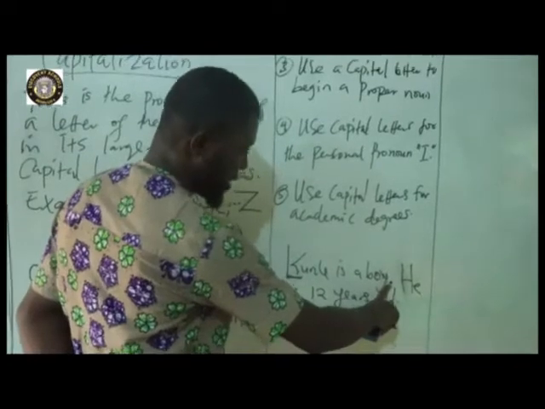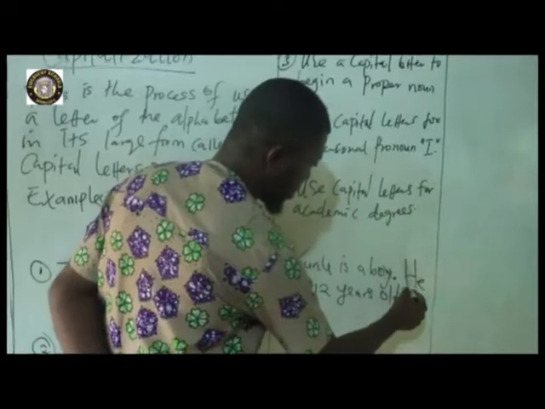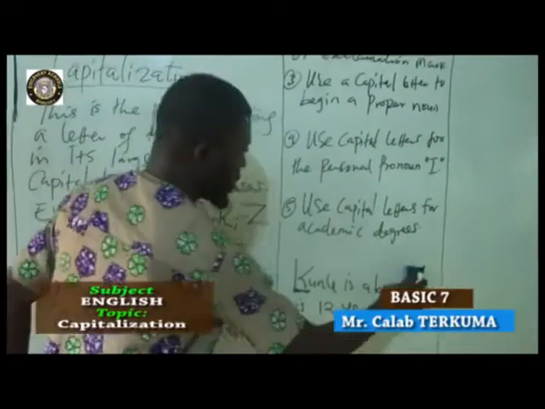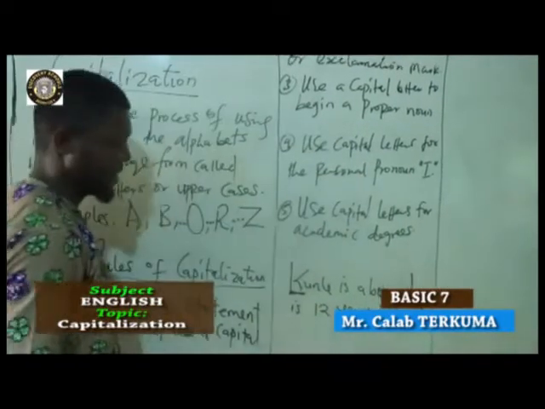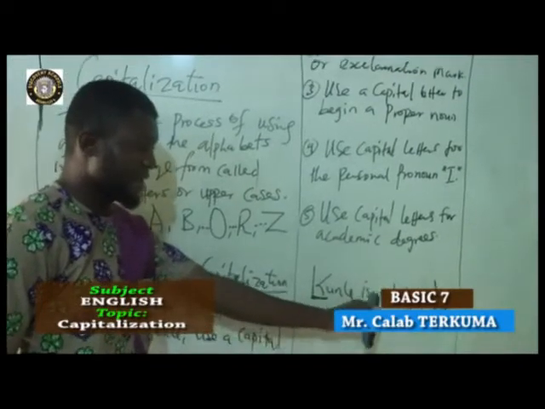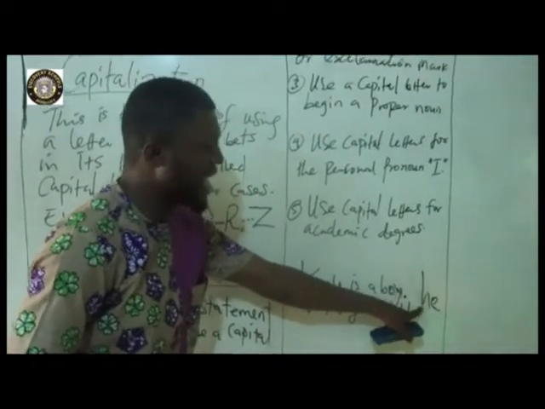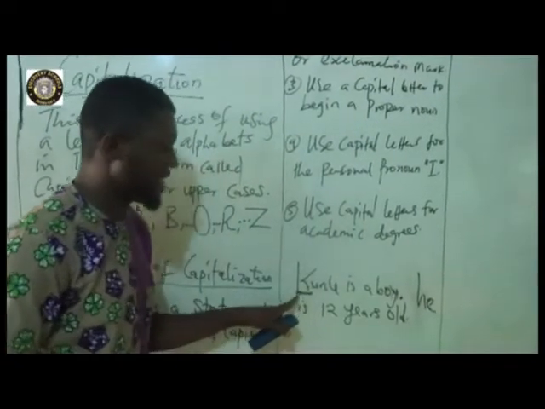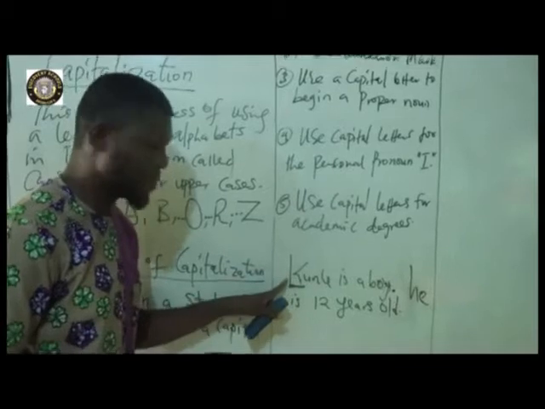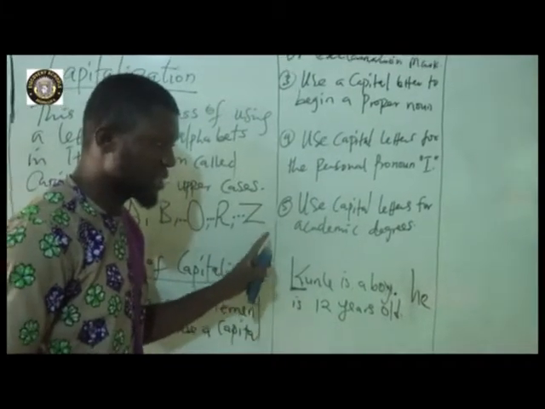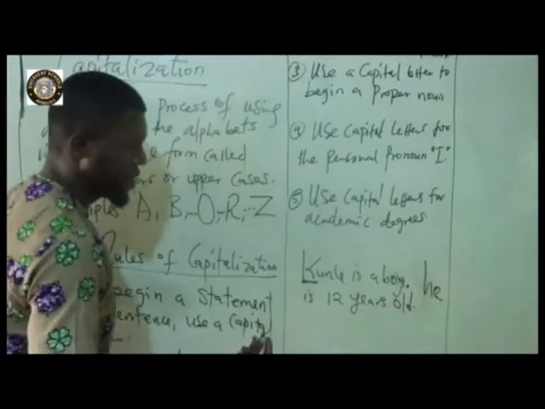After the full stop, the next sentence coming must begin with a capital letter. So when you want to start this next sentence, you cannot write, he is 12 years old, with a small letter. Why? Because you're starting a new sentence, and it follows the first rule that to begin a sentence, you must start with a capital letter, especially for that first word that begins the next sentence. Is that clear?